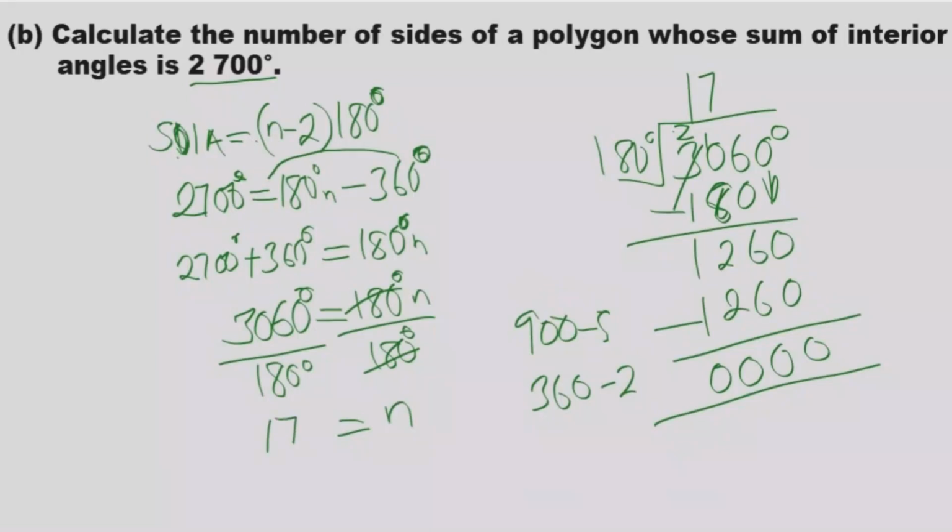So we can say the polygon has 17 sides. Okay, so that is the answer. So that's how you go about that one.